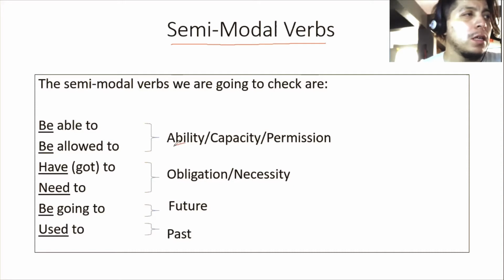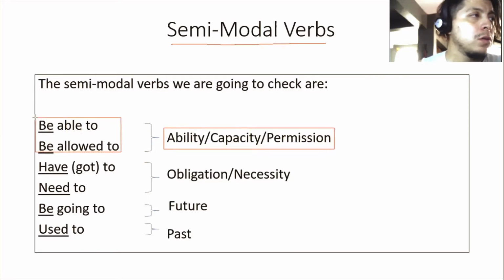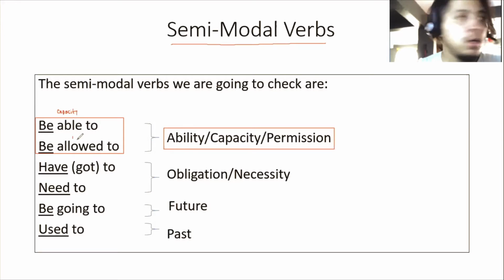We know that for ability, capacity, and permission, we have be able to and be allowed to. Be able to, if you remember, refers more than anything to capacity. Be allowed to refers to permission. If you have permission to do something, it is be allowed to.